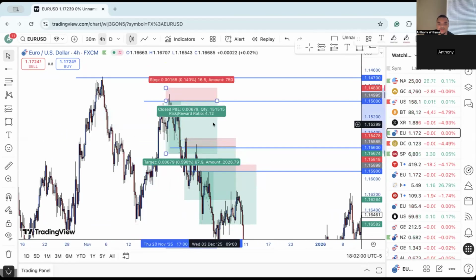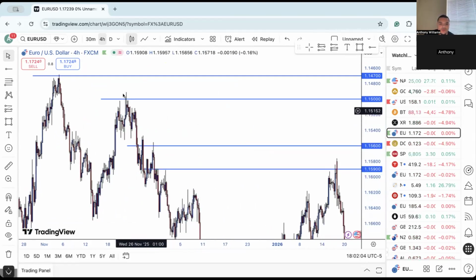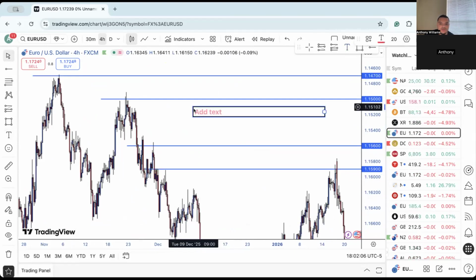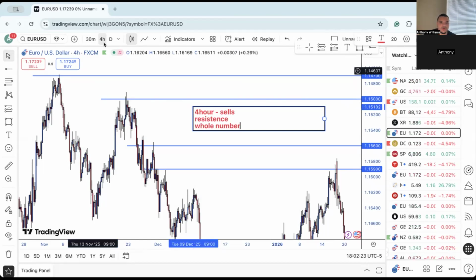So all I did, let me make a cheat sheet. So 4 hour, and usually I'll have daily at the top, but I'm gonna just save us some space. Resistance, whole number. So we have our 4 hour, we're on the 4 hour. We're looking for our resistance areas that you see.